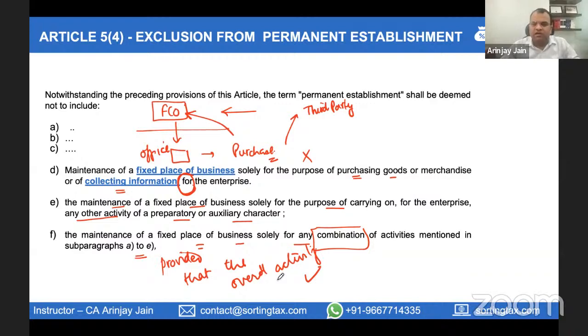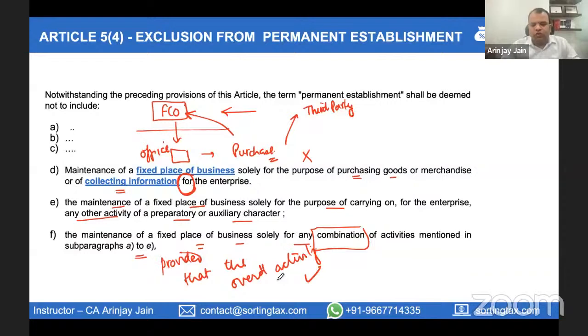Right now, if I just start explaining this particular thing, then it might not be relevant for most of the people because we haven't discussed the service PE concept today. So we will take up this question at a later point in time. If you have any specific point relating to this, you can send me a message on a case that you might be doing, and I'll be more than happy to answer that.